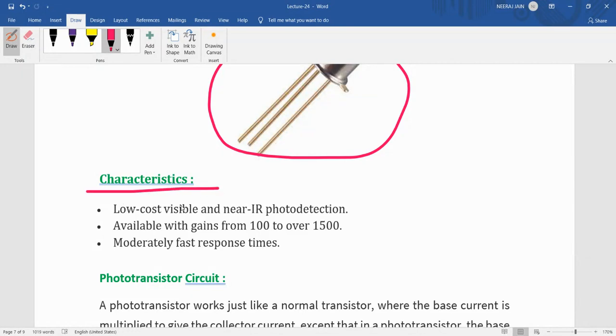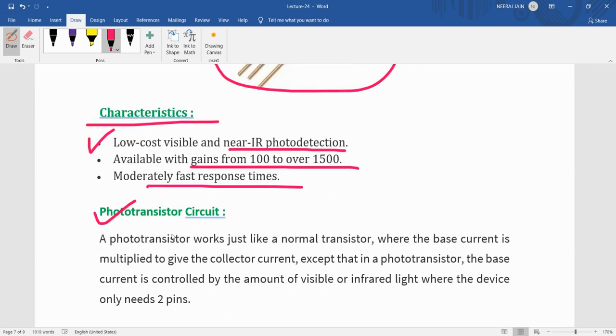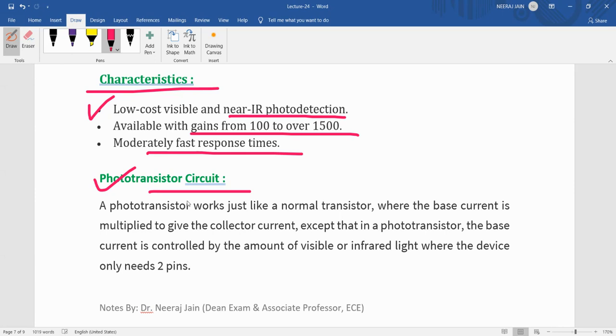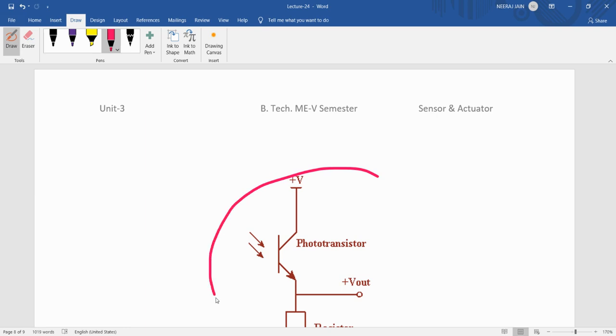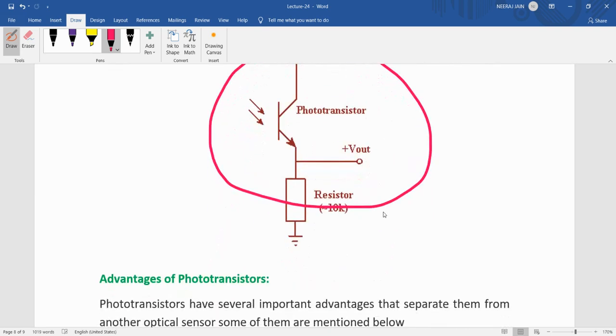The characteristics of phototransistors are low cost visible and near-infrared photodetection, available with gain from 100 to 1500, and moderately fast response time. If we see the phototransistor circuit, a phototransistor works just like a normal transistor where the base current is multiplied to give the collector current, except that in phototransistors light provides the base current. So it multiplies the current.